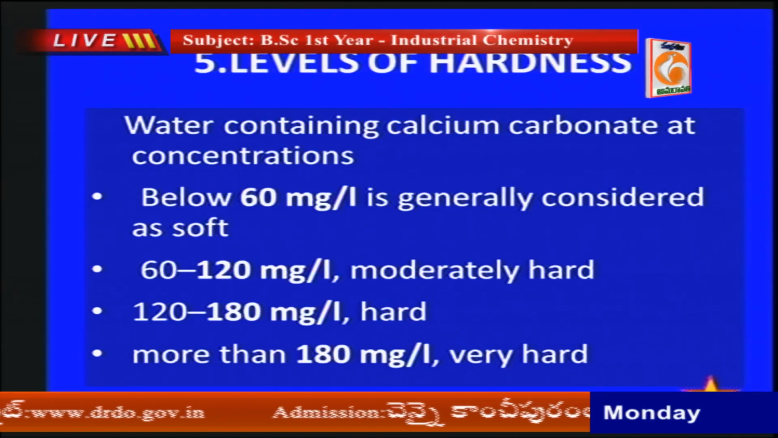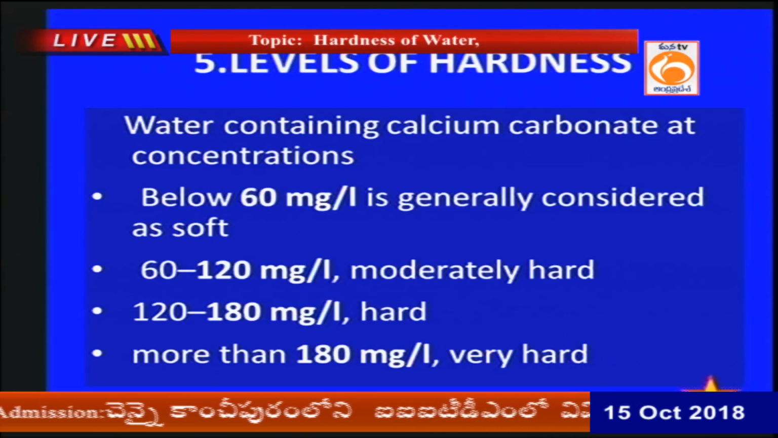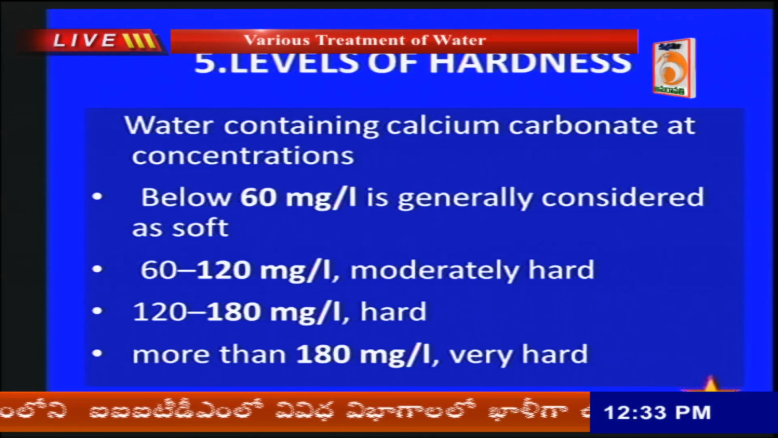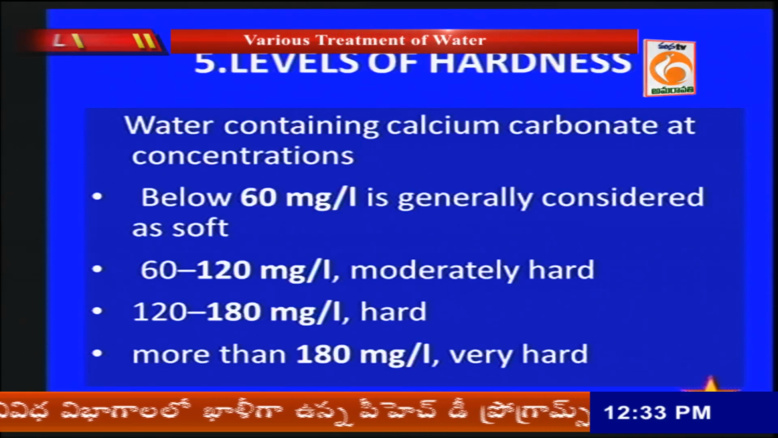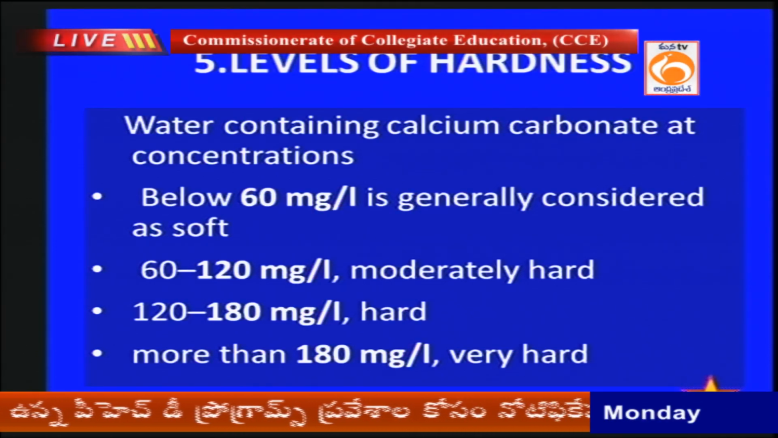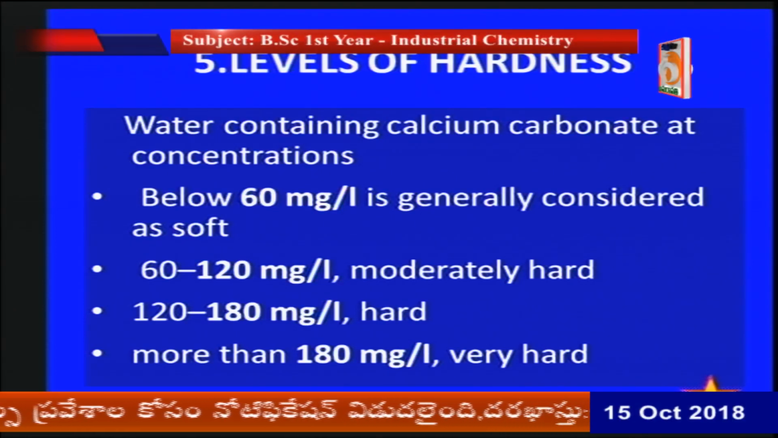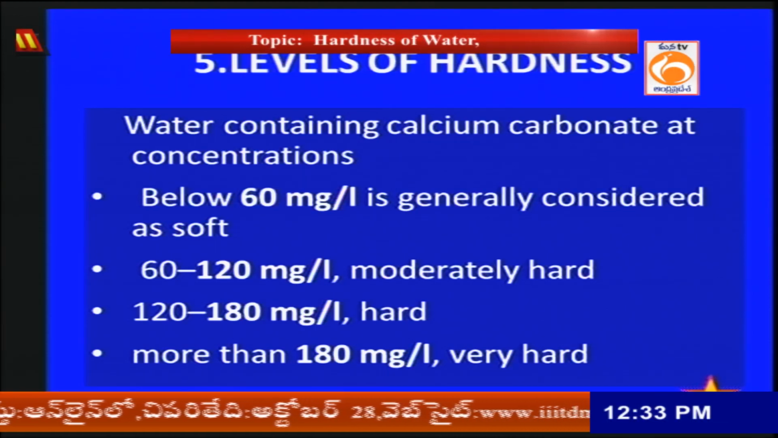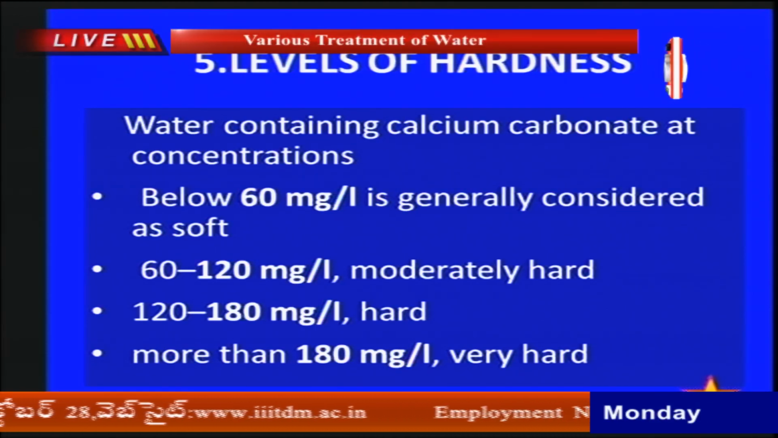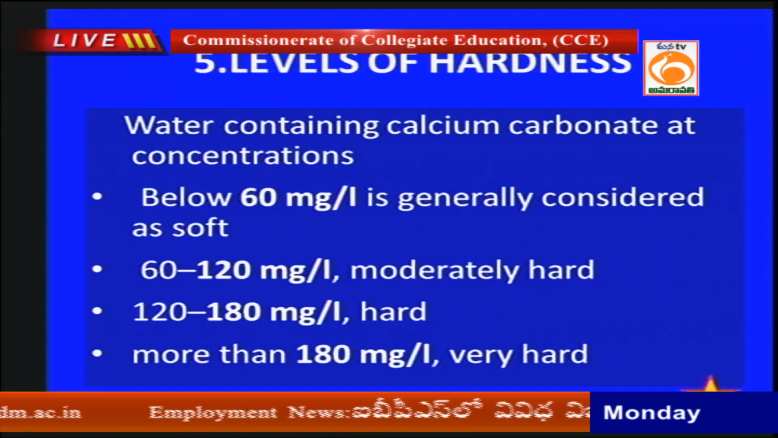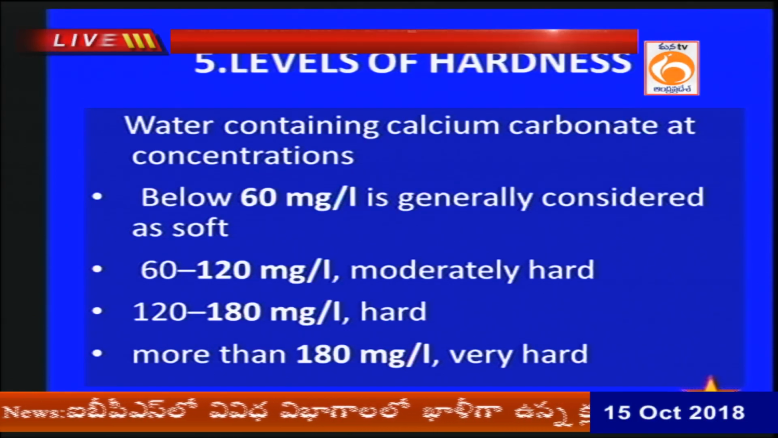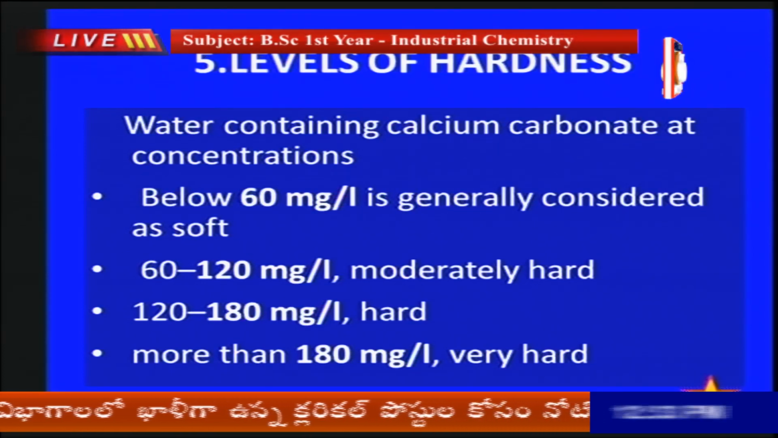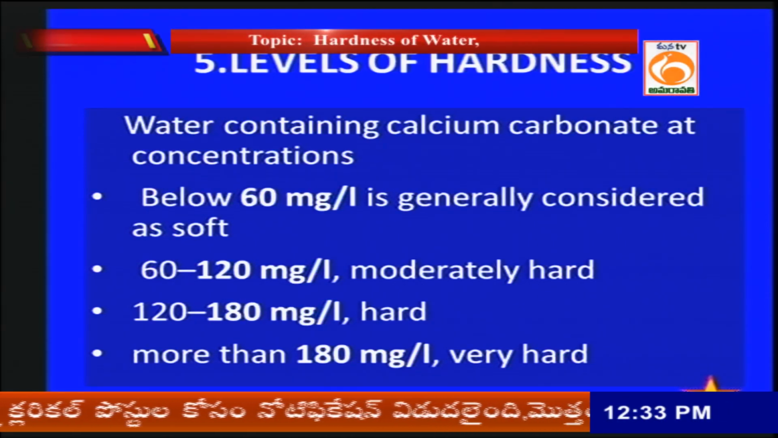In boilers soft water is used, otherwise scales will form. Removing the scales is difficult, and not only that, the production of steam will be less, so soft water is used in boilers. If it is between 60 to 120 milligrams per liter, it is moderately hard, and at 120 to 180 milligrams per liter it is hard water. If it is more than 180 milligrams per liter, it is very hard, and it is not useful for boilers or for drinking purposes.